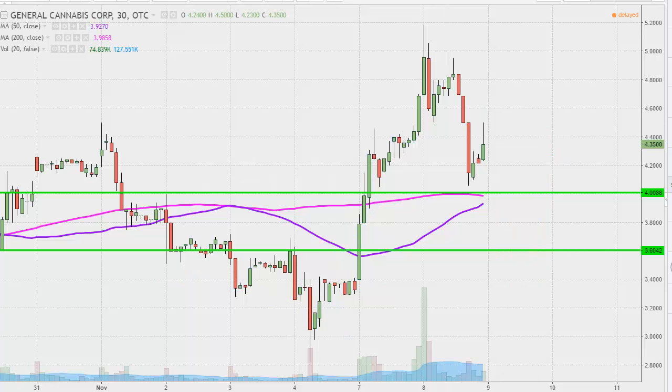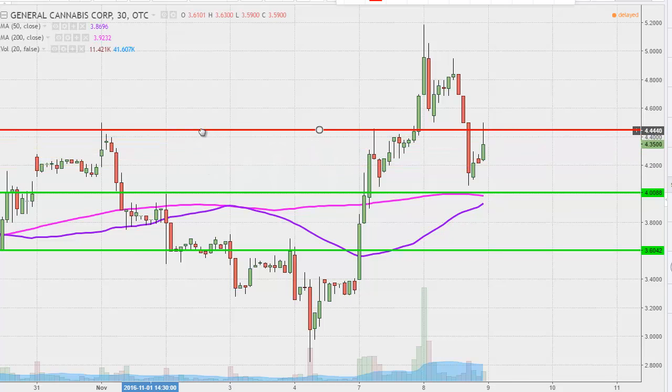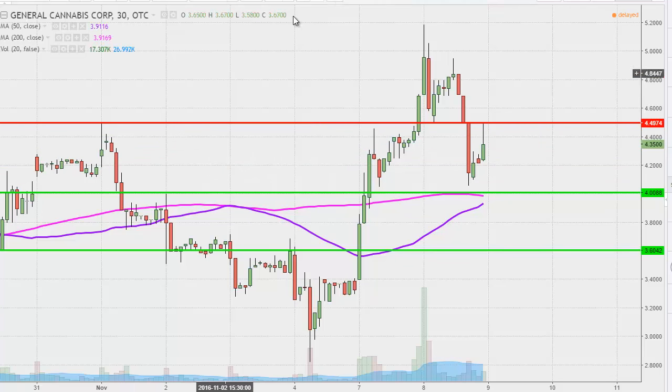Now, what about levels of resistance? If this upwards move is going to continue, where are some of these battlegrounds at? First level of resistance, keep an eye on any sort of bounce, going to be right here at, we'll call that the $4.50 mark.